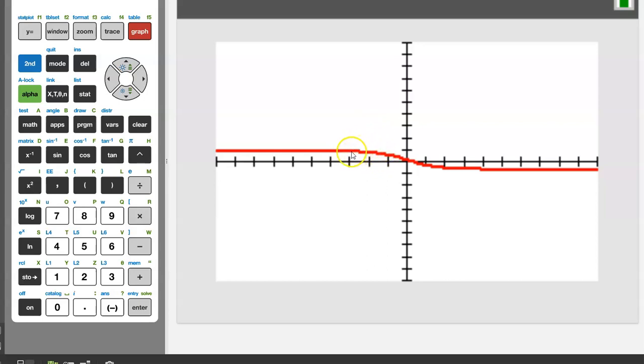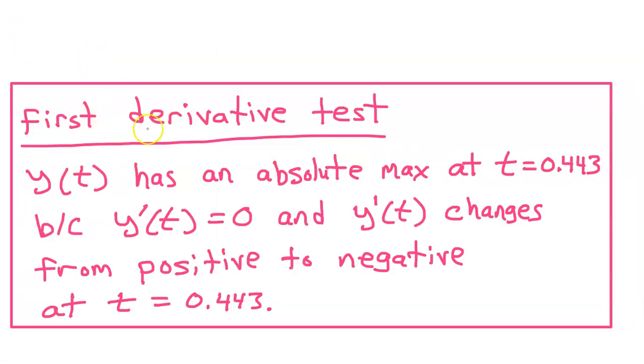Notice that the graph goes from positive to negative as it passes through the zero that we just found. So if we want to use the first derivative test, we say that y of t has an absolute max at t equals 0.443 because the first derivative is equal to 0 and because y prime changes from positive to negative at t equals 0.443.